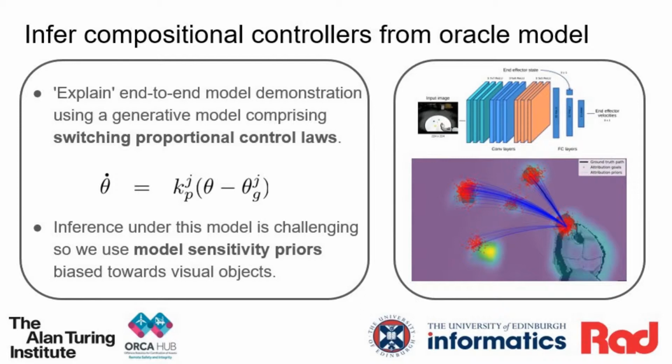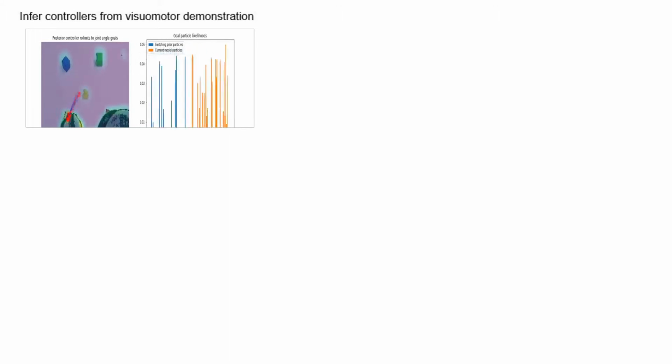Here we infer the goal states and controller gains for a hybrid system comprising switching proportional control laws. Inference under this model is challenging, so we use model sensitivity analysis to bias the inference towards controllers whose goal states correspond to important visual content. So how do we do this?